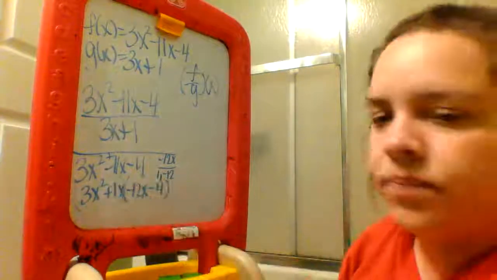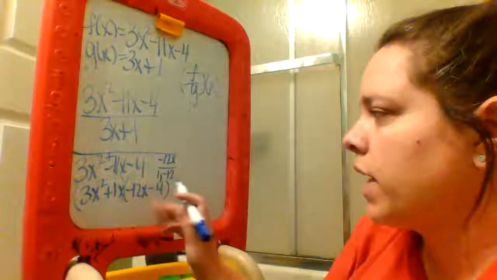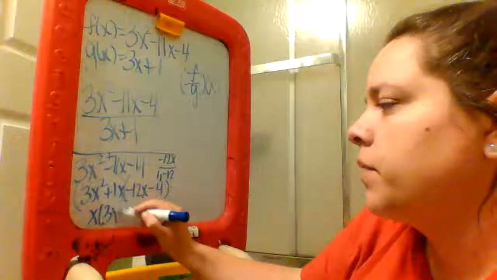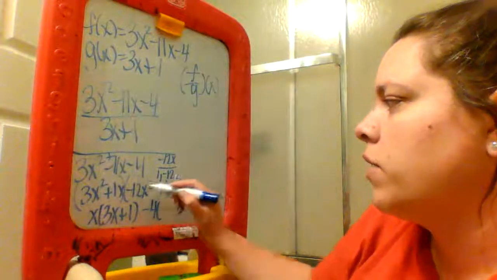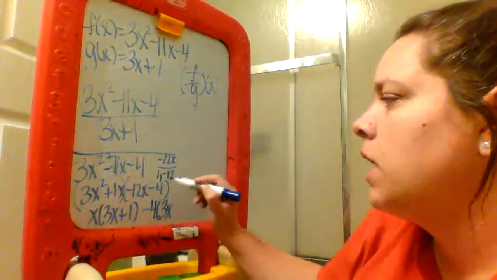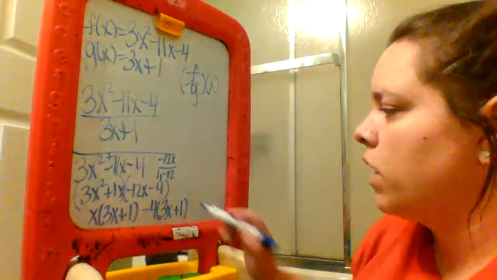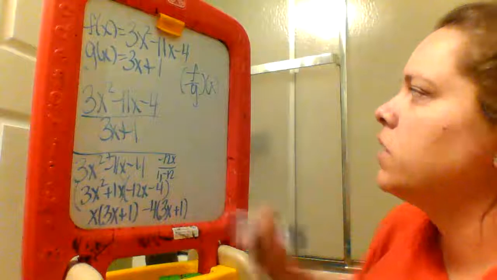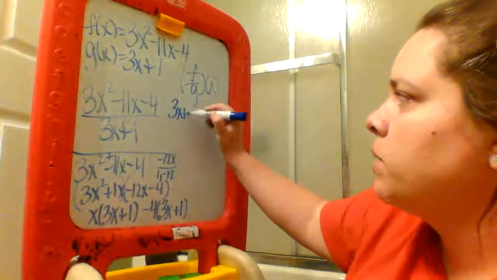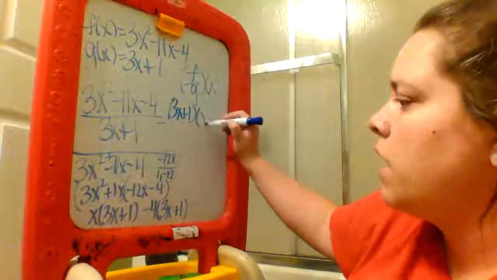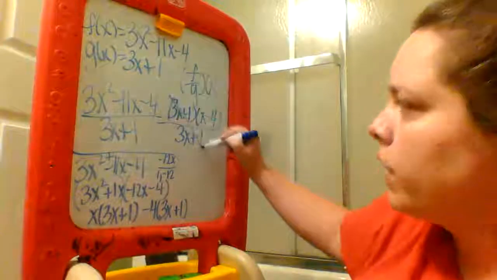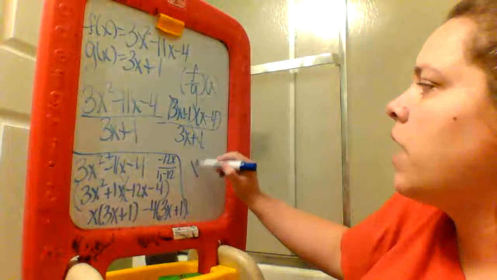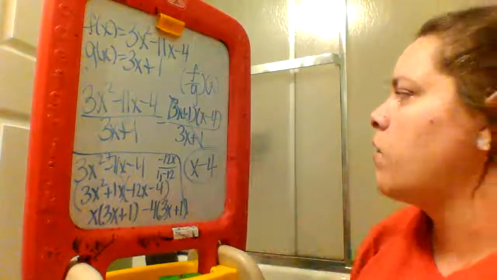Factor by grouping. So the greatest common factor of 3x squared and 1x is just x. The greatest common factor of negative 12 and negative 4 is negative 4. So negative 12 divided by negative 4 is 3. Negative 4 divided by negative 4 is 1. So I know I did it right because my parentheses are the same. So that'll be 3x plus 1 and x minus 4 divided by 3x plus 1. The 3x plus 1's cancel out, so I just get x minus 4.